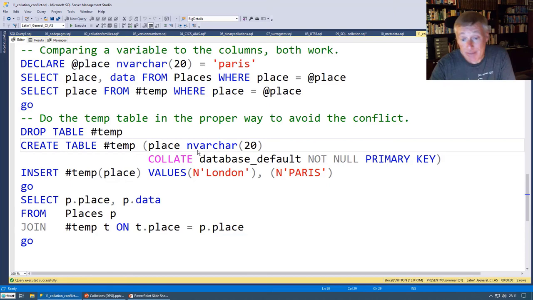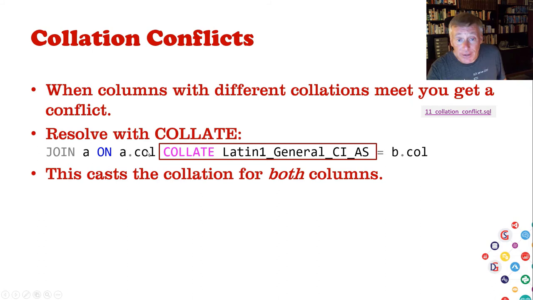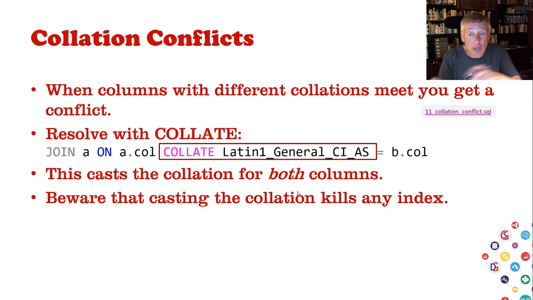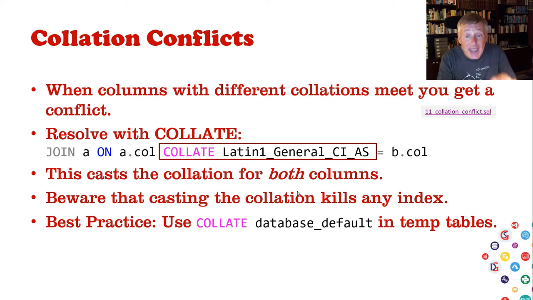Anyway, to summarize, the way to resolve these collation conflicts is to force the collation on one side to the collation that you want, and this casts the collations for both columns. One thing I did not tell you, but it's very important: if you cast the collation on the column, that kills any index on the column, because the index is organized according to the original collation, not the one you cast it to. So the index is now useless. It doesn't work anymore. Best practice for temp tables: use COLLATE DATABASE_DEFAULT in your temp table definition. And finally, yes, columns always win over variables and constants.